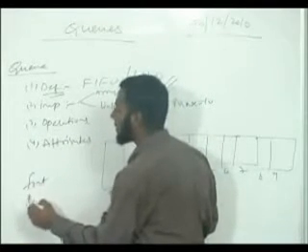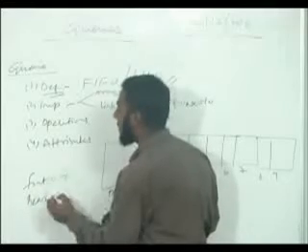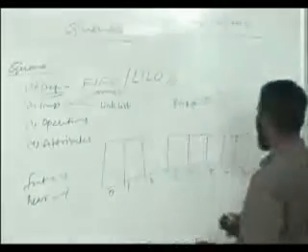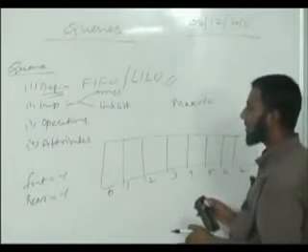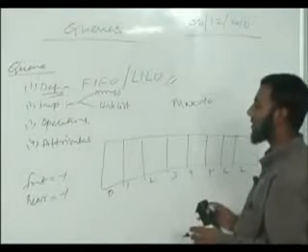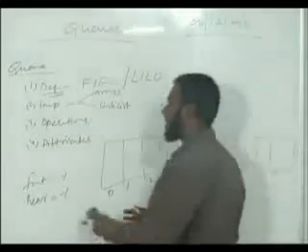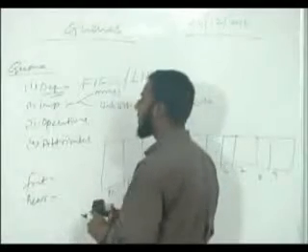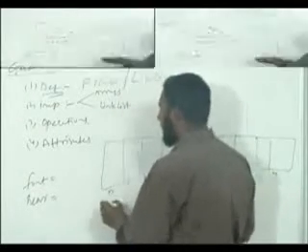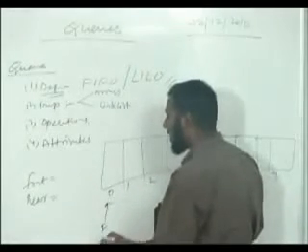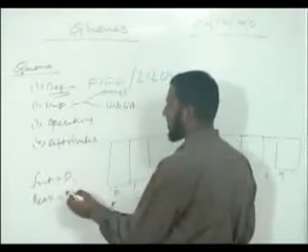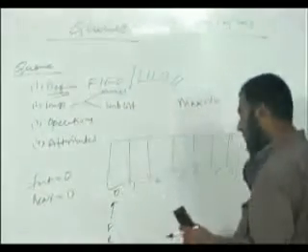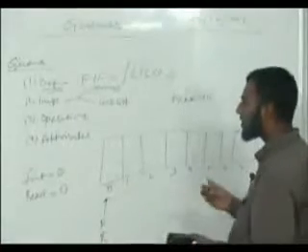Front and rear initially point to -1, because it means they are not pointing anywhere. Like for top, we did top is equal to -1. Or initially we can say that front and rear are pointing to the same element, element 0th. This is the initial condition. It's your wish how you visualize it.